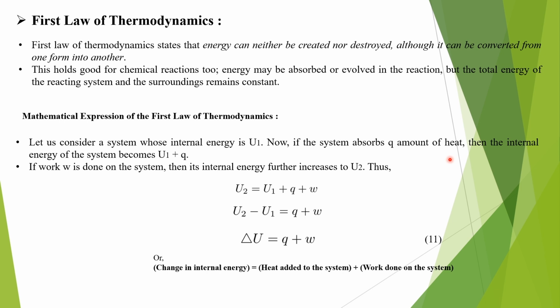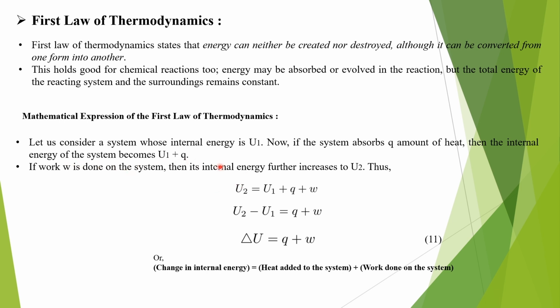Then we discuss the first law of thermodynamics. The first law of thermodynamics states that energy can neither be created nor destroyed, although it can be converted from one form into another. This holds good for chemical reactions too. Energy may be absorbed or evolved in the reaction, but the total energy of the reacting system and the surroundings remains constant. Now the mathematical expression of the first law of thermodynamics.